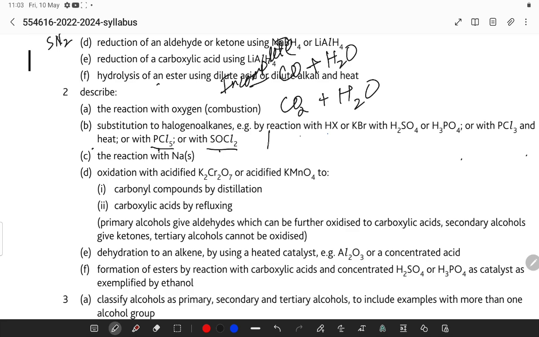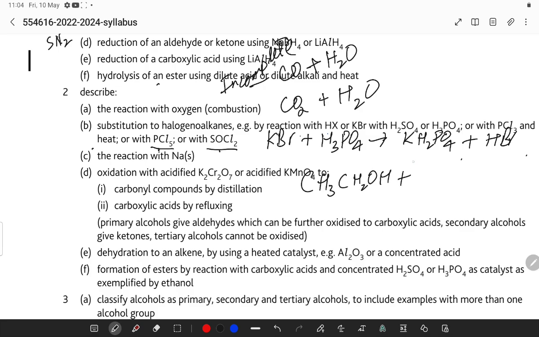For example, KBr reacts with H3PO4 to form KH2PO4 plus HBr. So this HBr reacts with alcohol to form haloalkane, CH3CH2Br plus water.